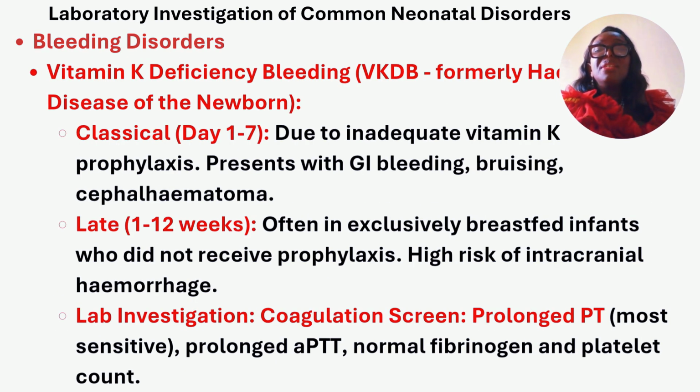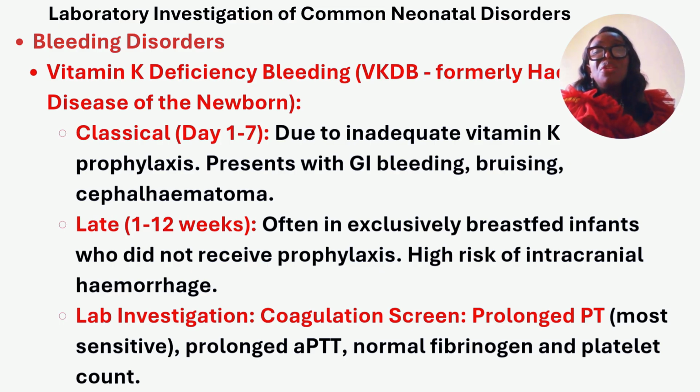Vitamin K deficiency bleeding, VKDB, formerly known as hemorrhagic disease of the newborn. It occurs classically between day 1 and day 7 of birth, due to inadequate vitamin K prophylaxis, presenting with GI bleeding and bruising. It can also occur late, at about 1 to 12 weeks, often in exclusively breastfed infants who did not receive prophylaxis. There is a high risk of intracranial hemorrhage in these children.